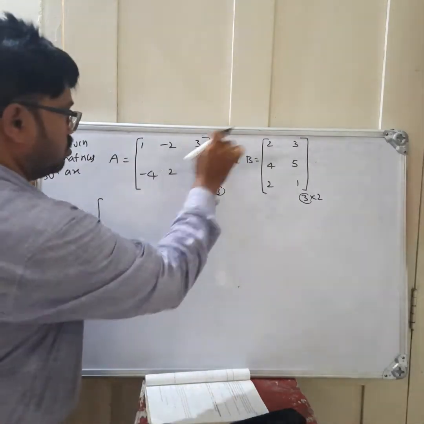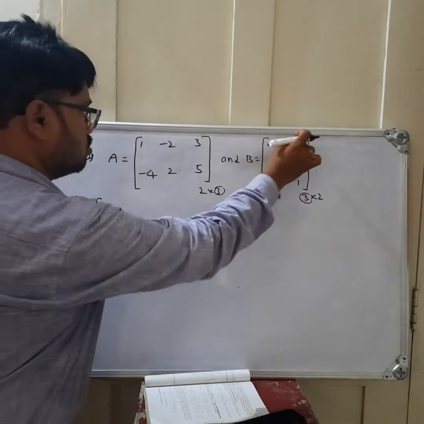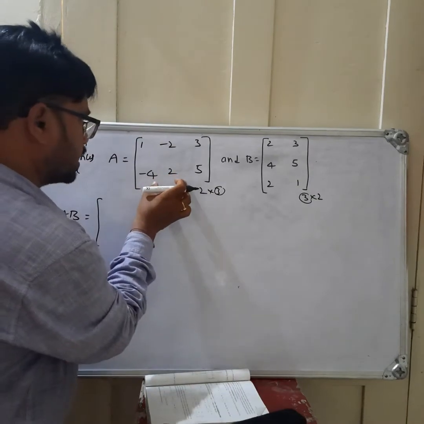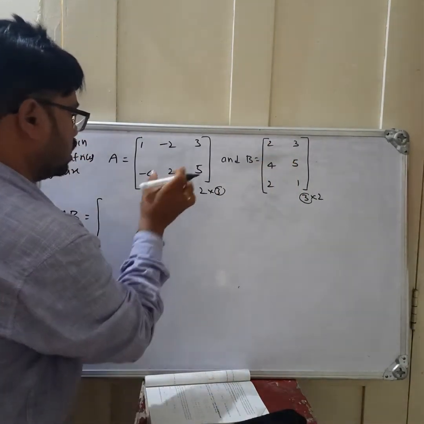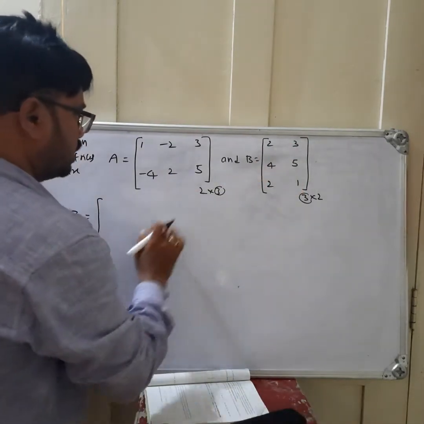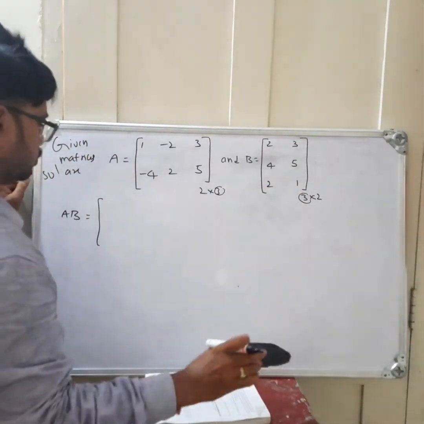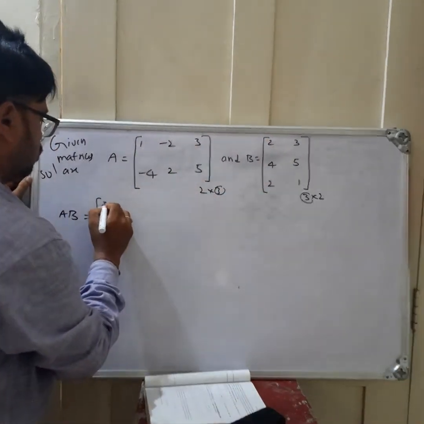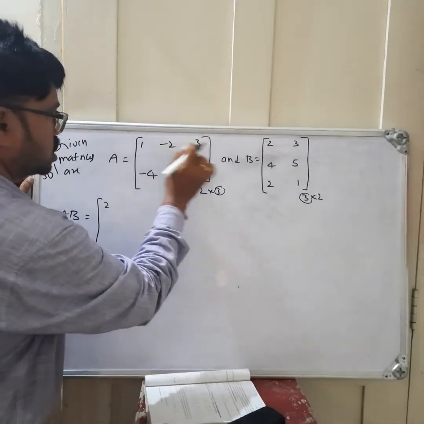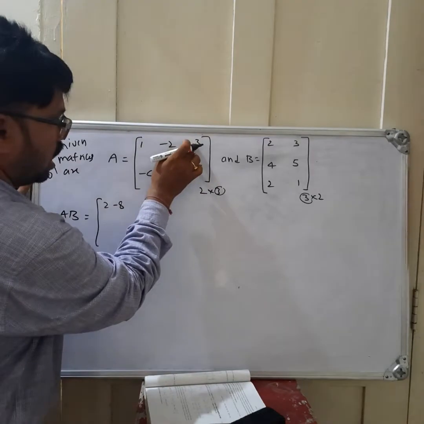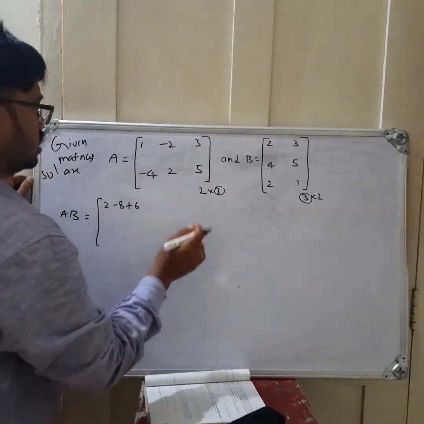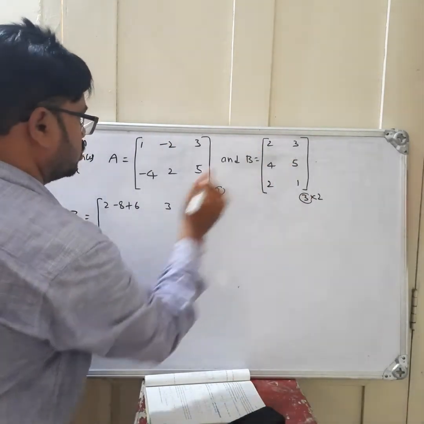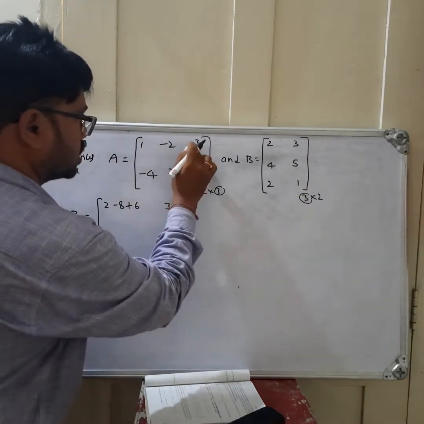Then first row and first column, again first row and second column, we have to multiply. The first two elements will come. Next, second row first column and second row second column, we will get the remaining two elements. See, AB: first 1 into 2, 2, plus minus 2 into 4, minus 8, and 3 into 2, plus 6. Next, 1 into 3, 3, minus 2 into 5, minus 10, plus 3 into 1, 3.